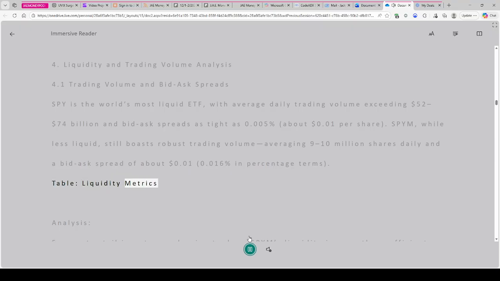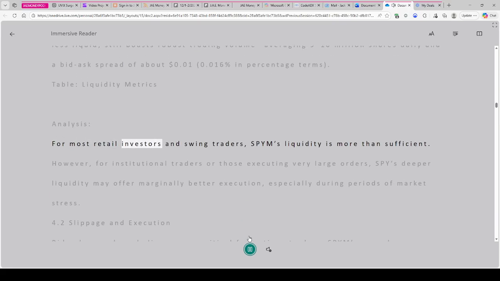Table: Liquidity metrics. Analysis. For most retail investors and swing traders, SPYM's liquidity is more than sufficient. However, for institutional traders or those executing very large orders, SPY's deeper liquidity may offer marginally better execution, especially during periods of market stress.